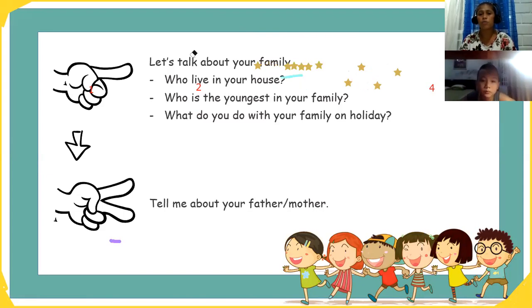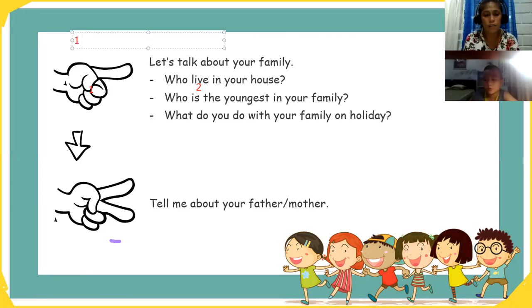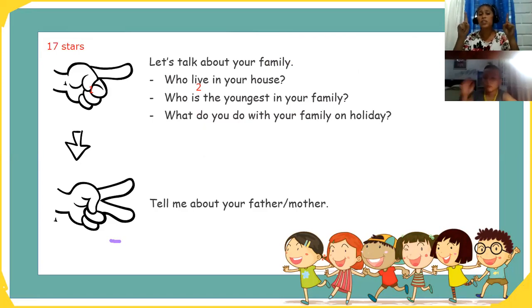You need to write here to take note of your 17 stars because you need to have 40 stars. Kayo? No. Why do you erase my star? It's very easy for you to get the 40. You don't like the 40 stars? That's 17 stars. I will write here another stars. You need to get how many? 17 stars. Oh, you have 17 stars now. So you need to get 40 stars. Every correct answer, you get 2 stars.